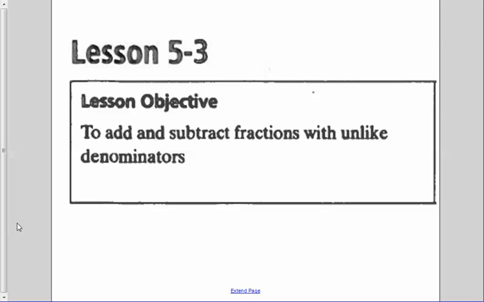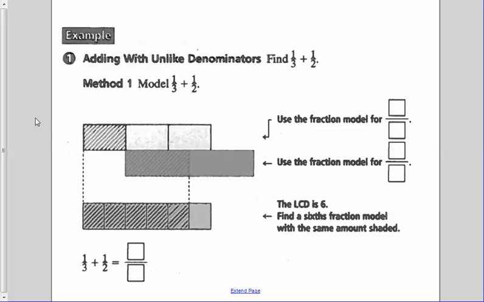In lesson 5.3, we're looking at fractions and how to add and subtract those fractions. However, these fractions have unlike denominators. So our first example is using a model method. We have 1/3, and each one of these blocks right here is 1/3. And then we have these other blocks here that are 1/2.